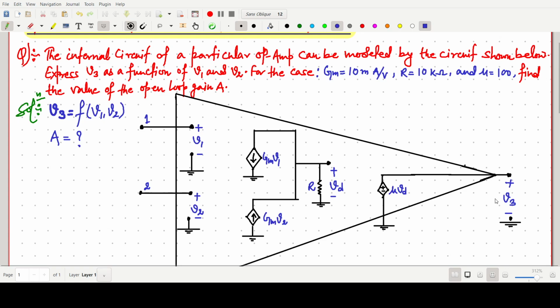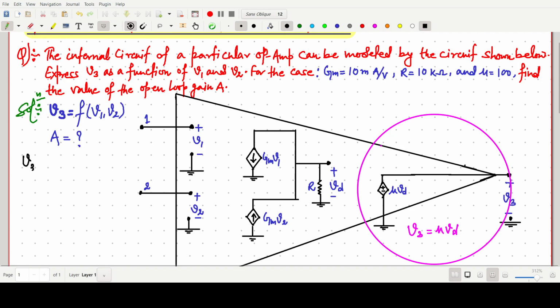So first of all, by analyzing this part, we can easily say this v3 equals mu times vd. This v3 is mu times vd because this one is also a voltage quantity, so this voltage v3 is the same as mu vd. So I am writing v3 equals mu times vd, say equation number 1.